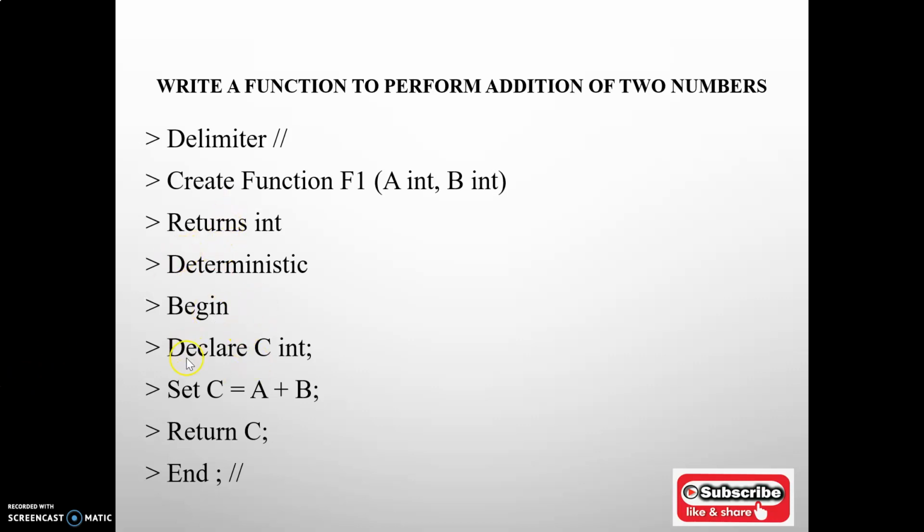Then BEGIN, and then we will declare a variable C in which we will store the addition of two numbers. For performing addition, here we are using the SET keyword. SET C = A + B. So addition will be performed and that will be stored into the C variable. Then RETURN C. After getting that result, it will return the value of C, and end of the function. Now I will show you how to execute this function in MySQL.